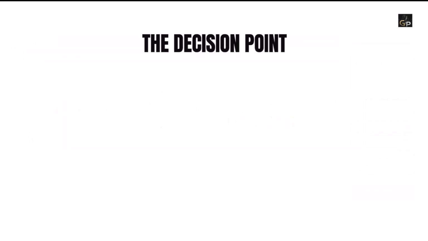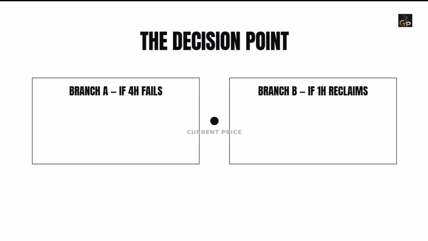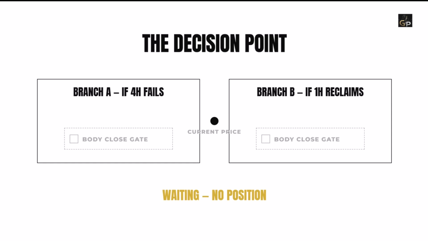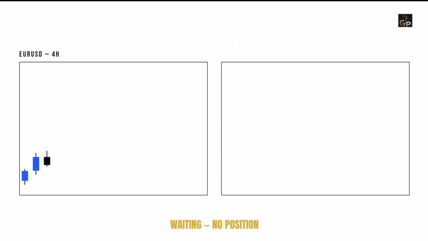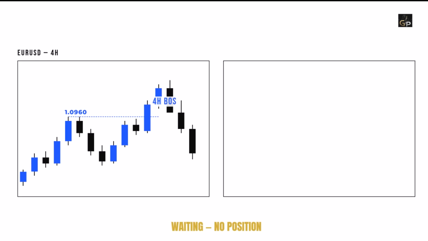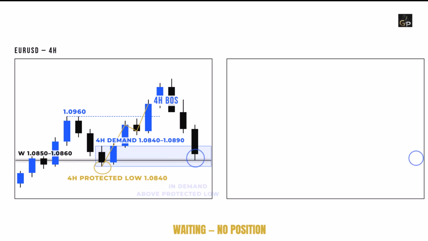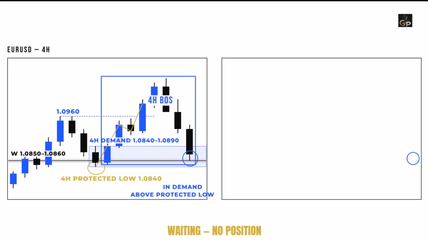With the routine in place, we can return to the conflict problem properly. When your 4-hour and your 1-hour disagree, you do not pick a side. You write both branches down, and you wait for the market to choose one. Look at what we've got. The 4-hour is still bullish, protected low intact. Price has pulled back into 4-hour demand, and that demand happens to sit on a weekly level, so there's genuine reason for buyers to be interested there.